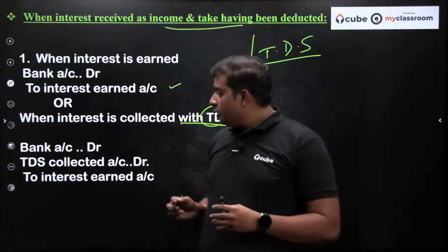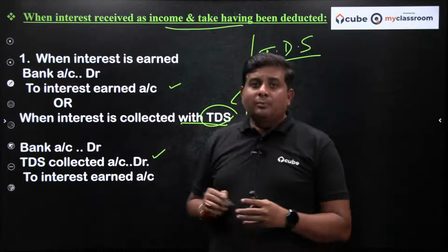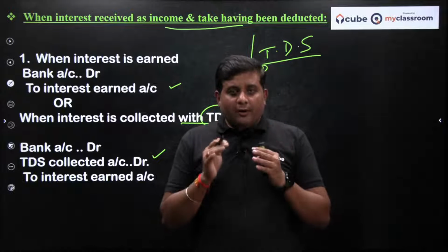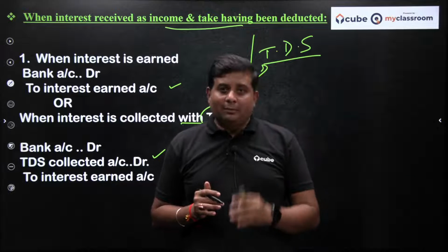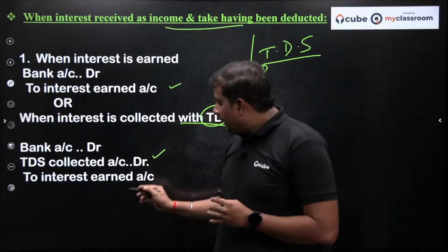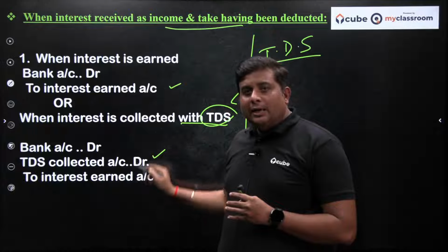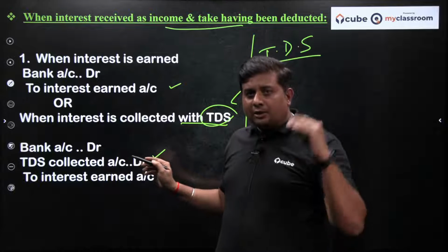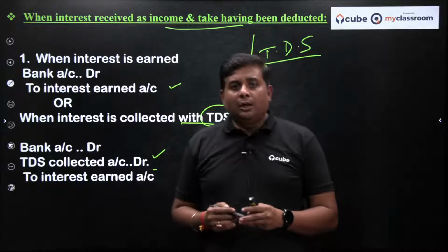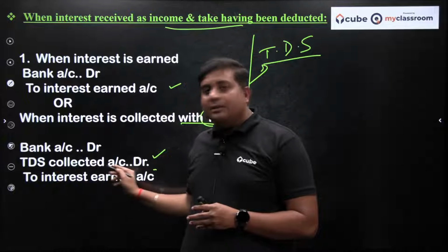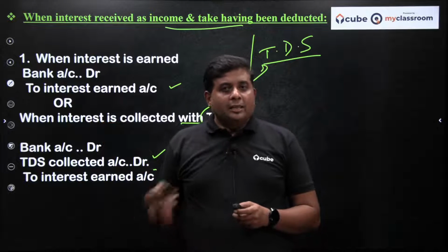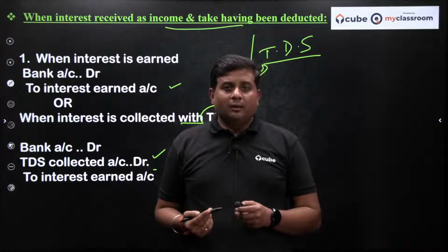Now you might have a question in your mind, why is TDS collected account being debited? Because a portion of your income is being given to the government on account of your tax liability. So that is the reason: you have earned the interest and a percentage, say 10% of this income, is being given to the government on account of your tax liability. So tax collected is basically an expense for you, and that is the reason why it is being debited.